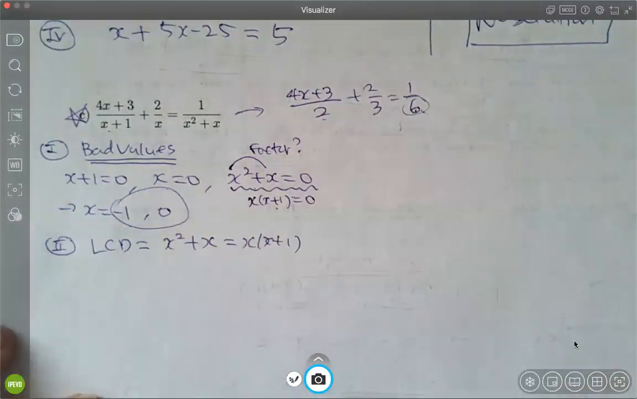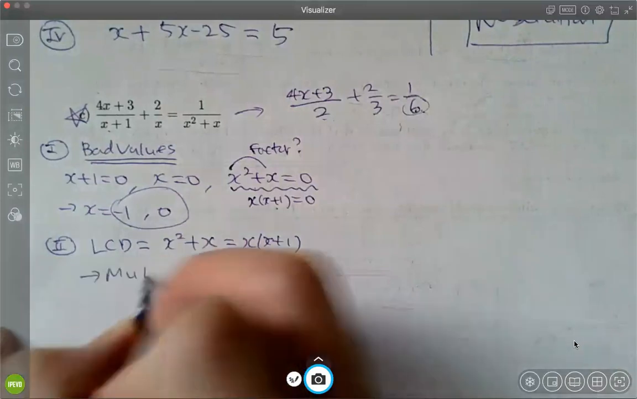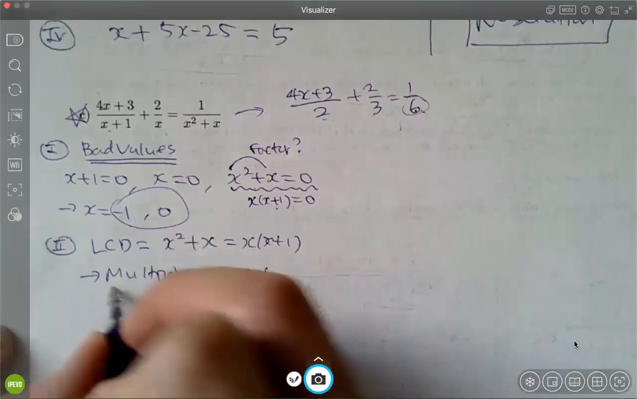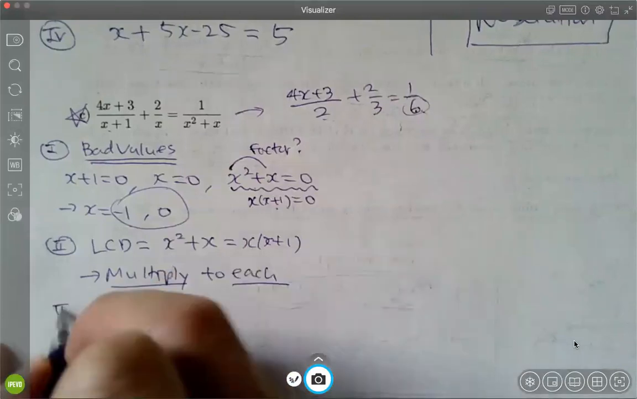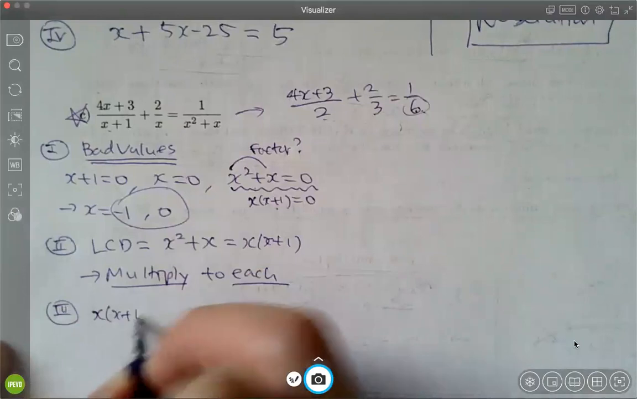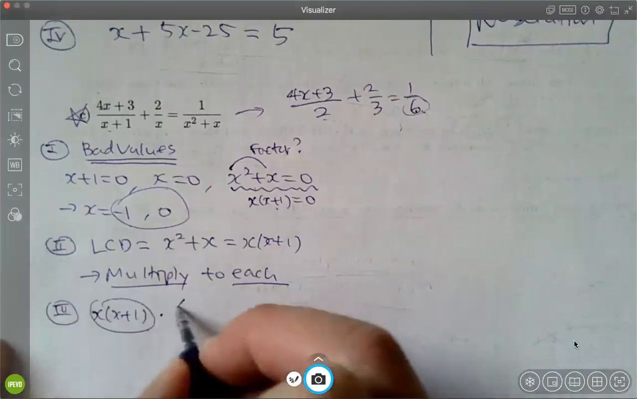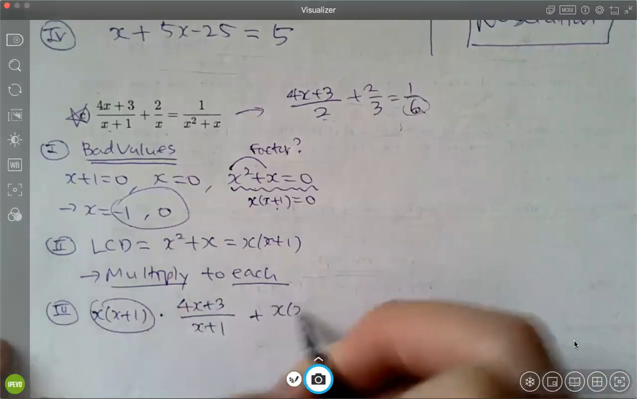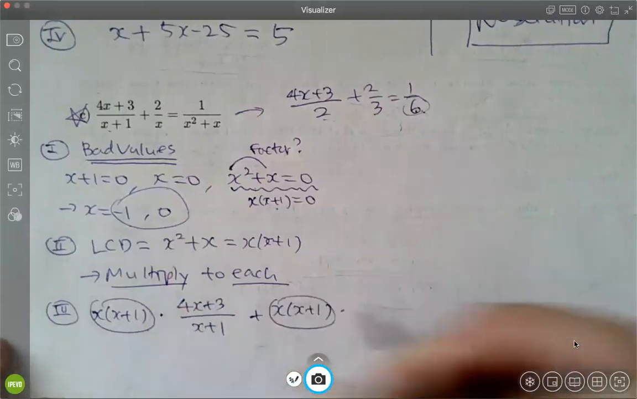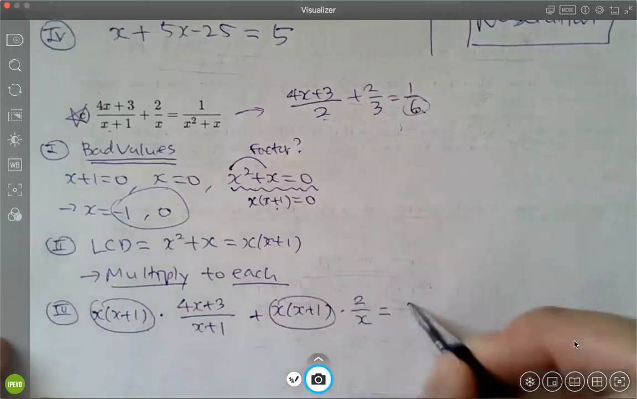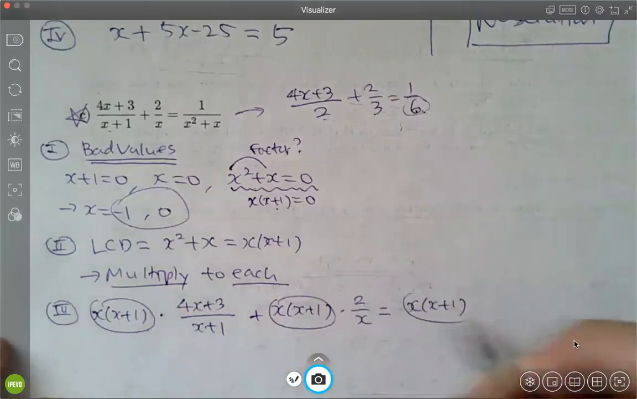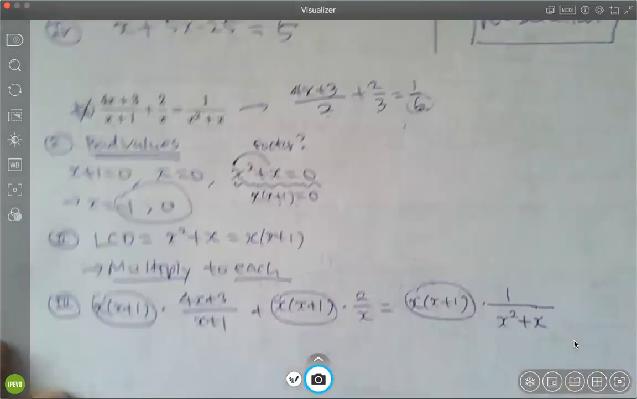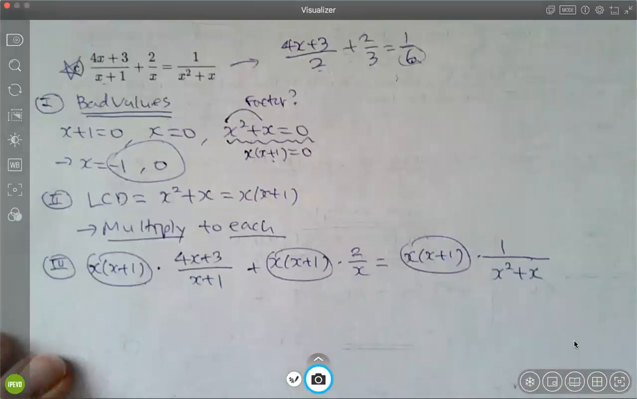Okay, so now multiply this to each term. So what do you get? It's kind of long. x times x plus 1 times 4x plus 3 over x plus 1, and then plus x times x plus 1 times 2 over x, is equal to x times x plus 1 times 1 over x squared plus x. It's long, but it is what it is.